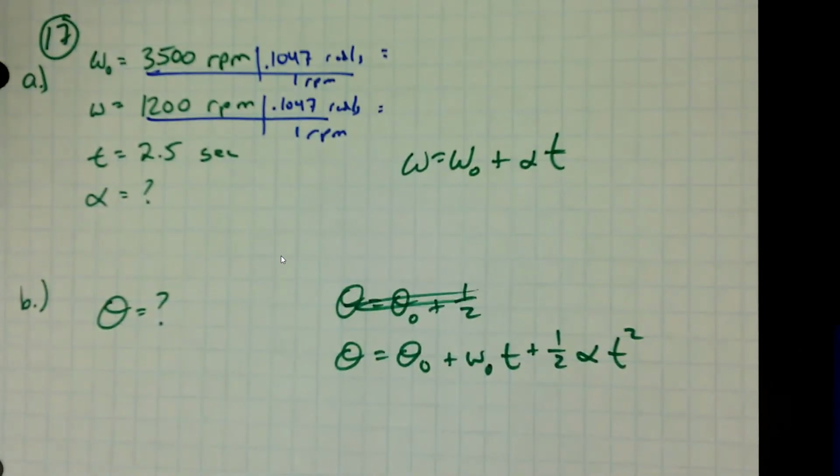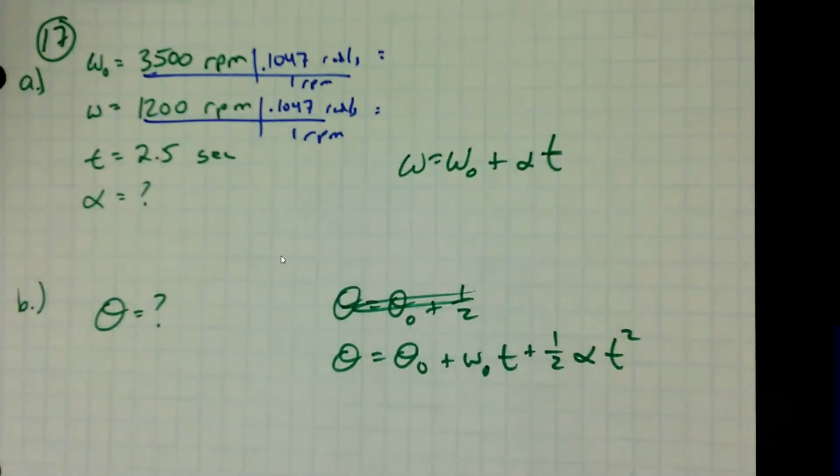I would say it starts at 0. So usually, if you remember back when we were doing x equals x naught plus v naught t, we almost always set x naught equal to 0. Similarly, this time we are going to almost always set theta naught equal to 0. And if you do this, this will actually help you with some of the other ones too.